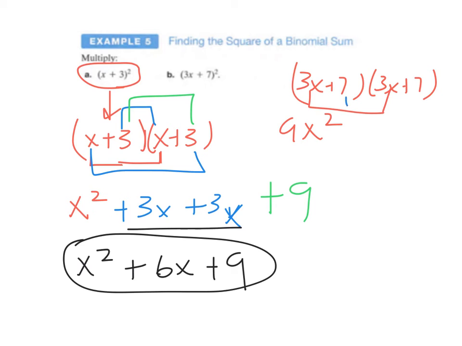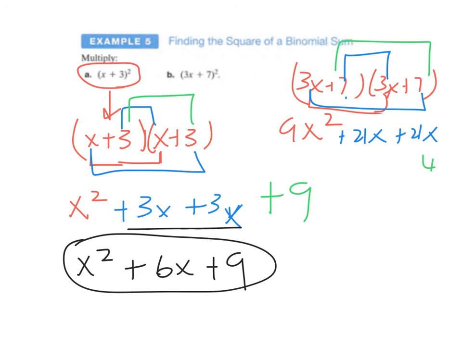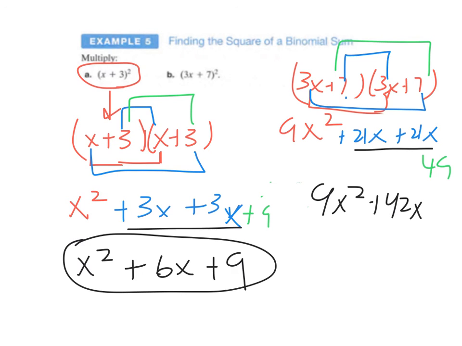Our inside term, hold on a second, we don't want the inside term there. We want to do the outside term. So our outside, 3x times 7 is 21x. And inside times inside is also 21x. And then our last term, 7 times 7 is 49. And so this problem, let me get rid of this part right here, plus 9. And now I can combine my like terms. So I get 9x squared plus 42x plus 49.